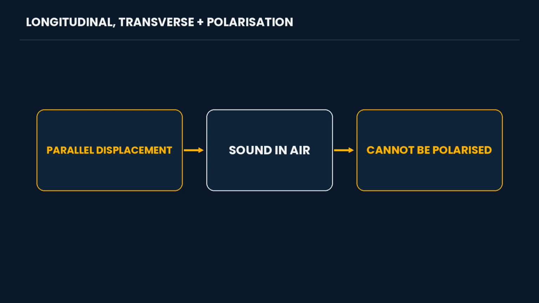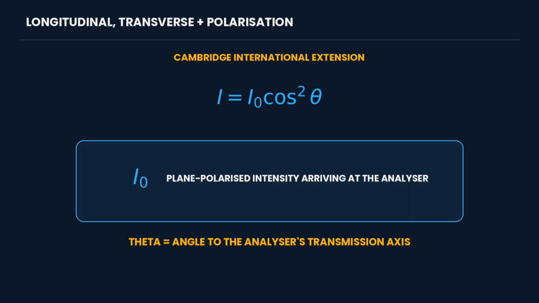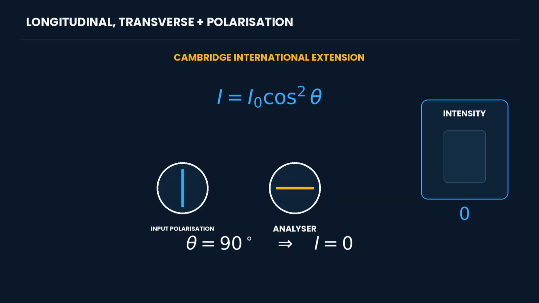The result of this is that light can be polarized because light is transverse, but sound cannot be polarized because it is not transverse. The Cambridge International spec also uses Malus law, I = I₀cos²θ. I₀ is the intensity of the already plane polarized light arriving at the analyzer, and θ is the angle between its polarization direction and the analyzer's axis. At 45 degrees, half passes. At 90 degrees, in theory, none passes.